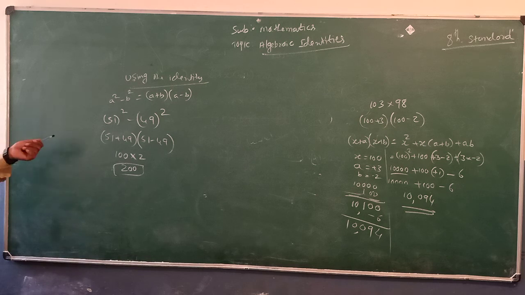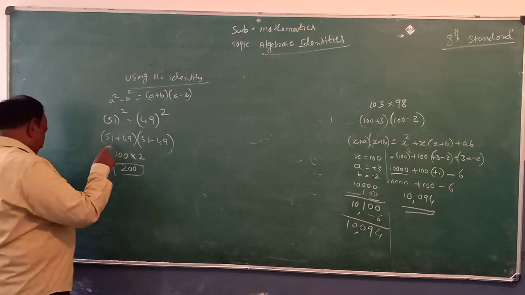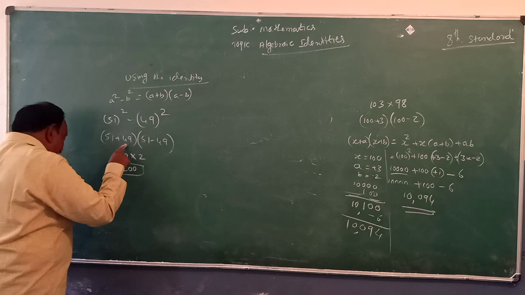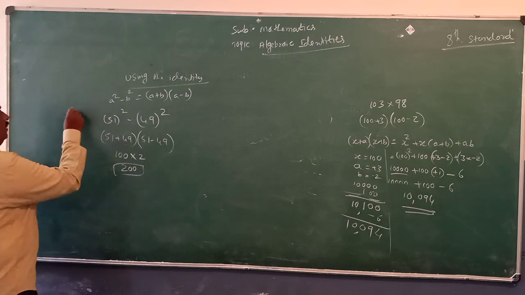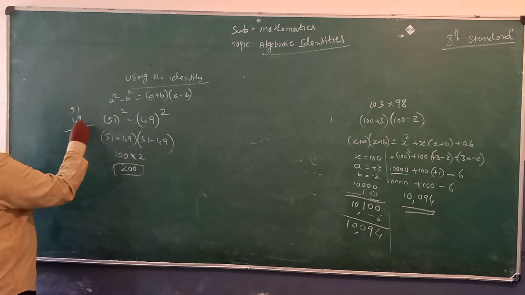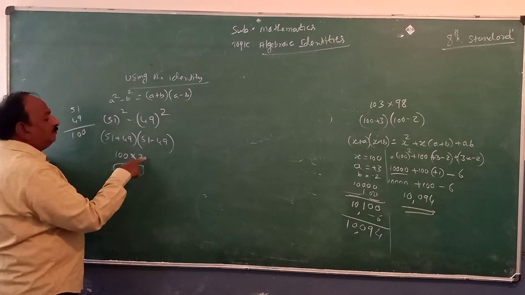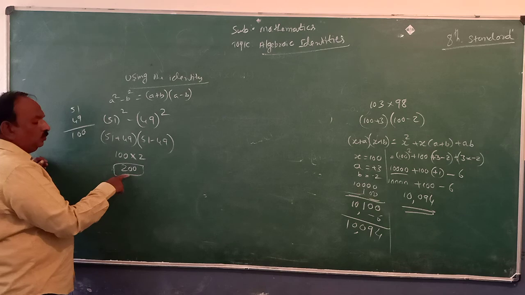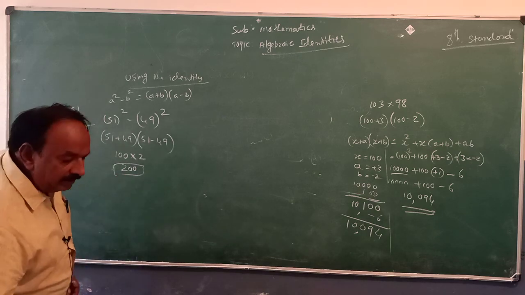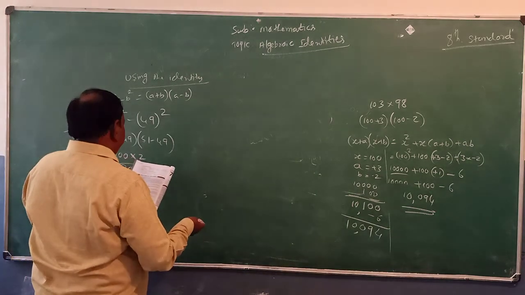When you check it with the help of the calculator, 51 plus 49 is equal to 100, and 51 minus 49 is 2. 100 into 2, 100 twos are 200. Next problem.